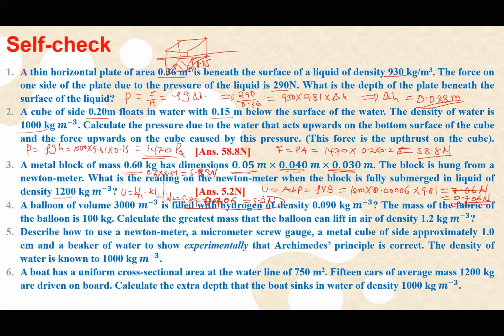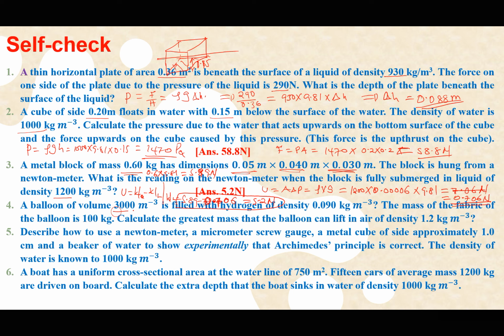So I first found the upthrust, and we said upthrust is equal to the difference in the weight in air minus the weight in the liquid. So I just made the weight in the liquid the subject. The weight in the liquid will be the weight in the air minus the upthrust. That's why I'm getting 5.2. You can also try it and see.